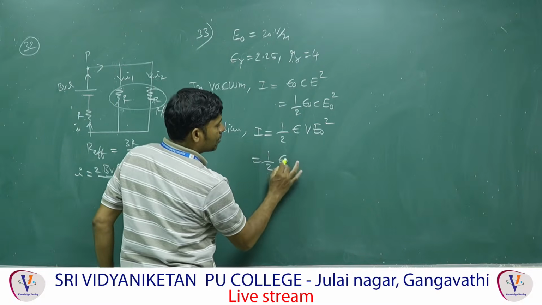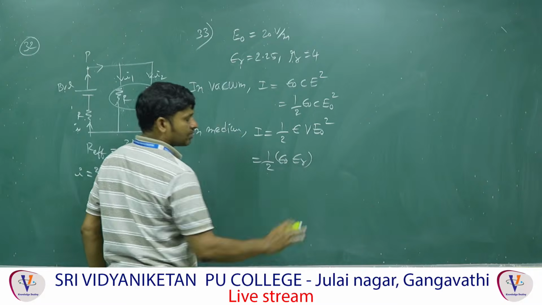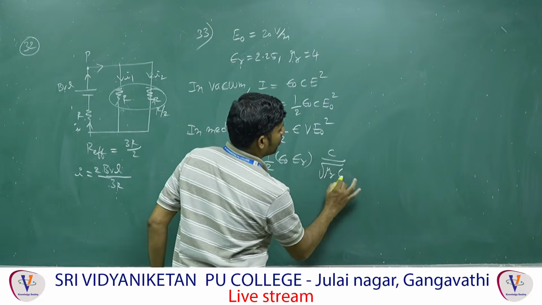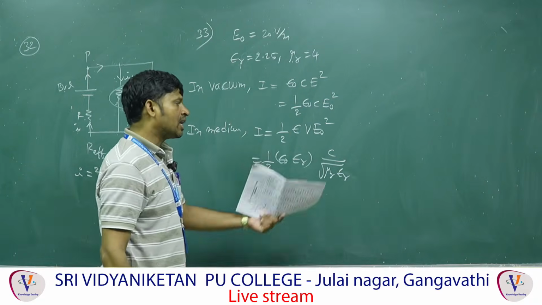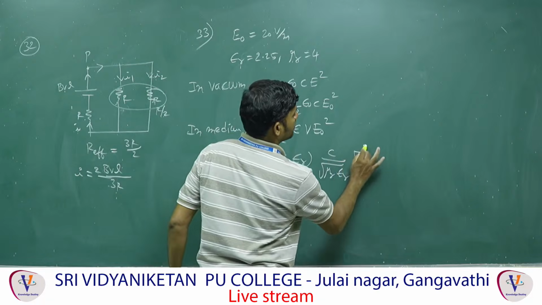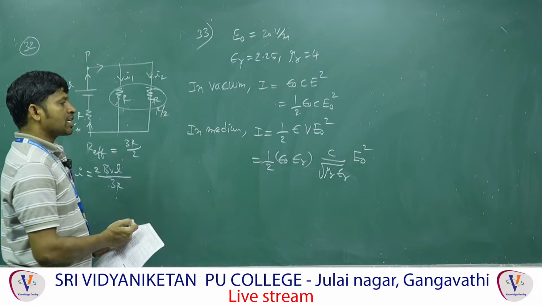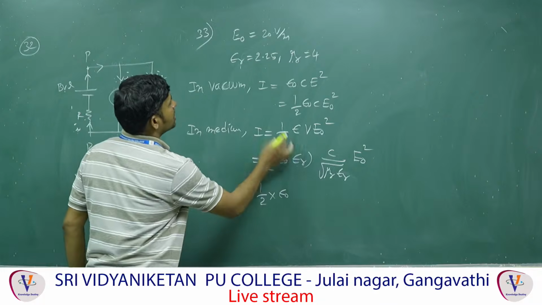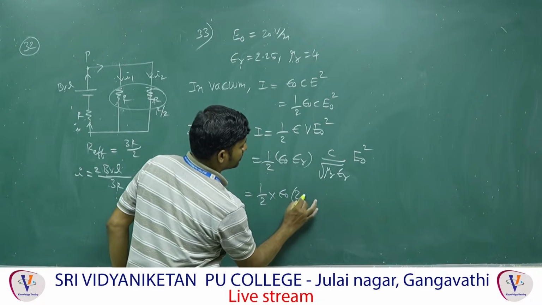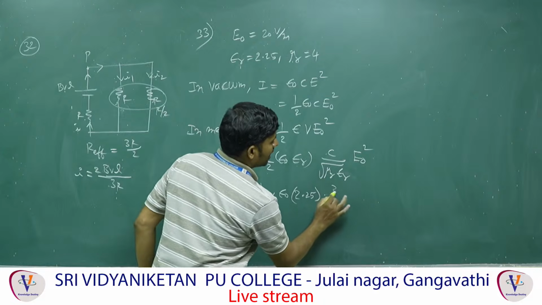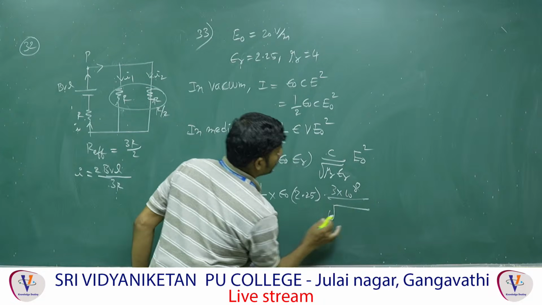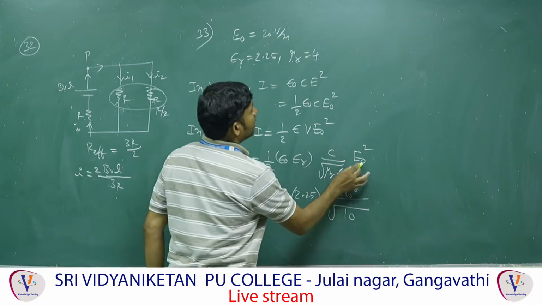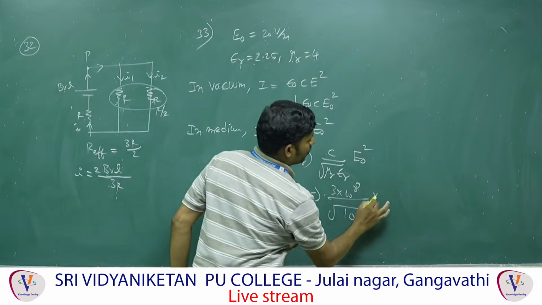What is the value of epsilon? Epsilon naught into epsilon r. Already we know that velocity is equal to c by root of mu r epsilon r, into E naught square. So 1 by 2 into epsilon naught, epsilon r value 2.25, c value 3 into 10 power 8, root of mu r epsilon r, 2.25 into 4, E naught square 20 square is 400.